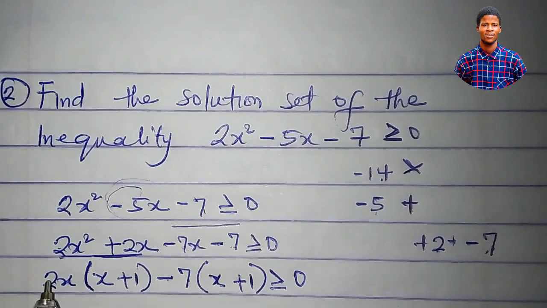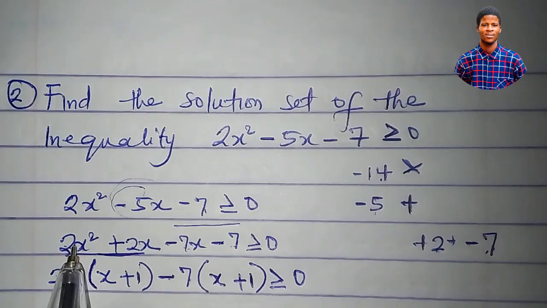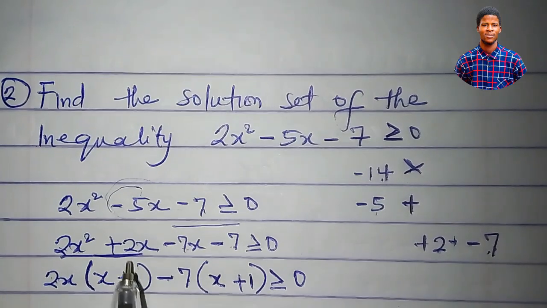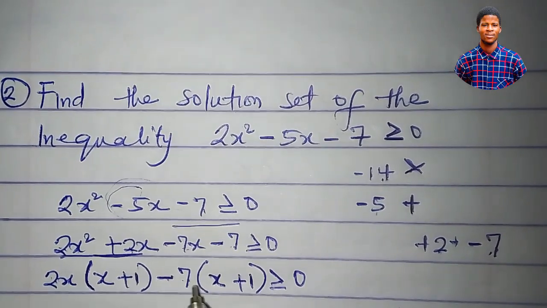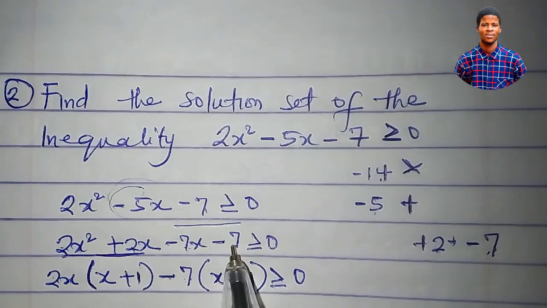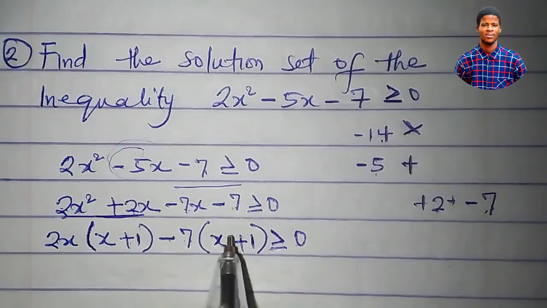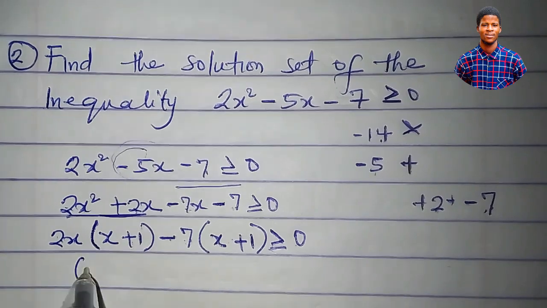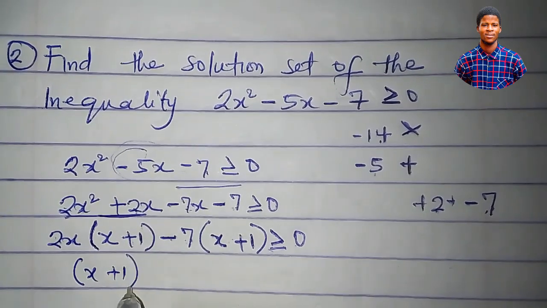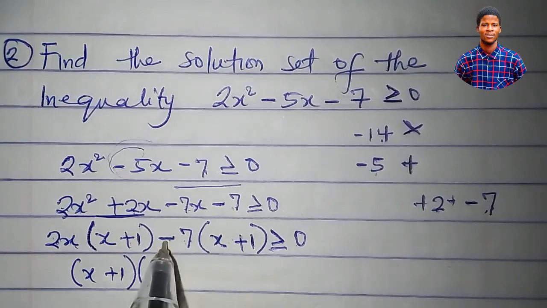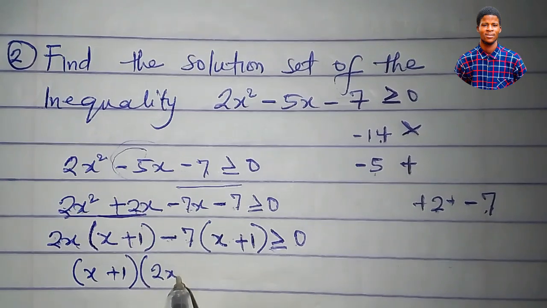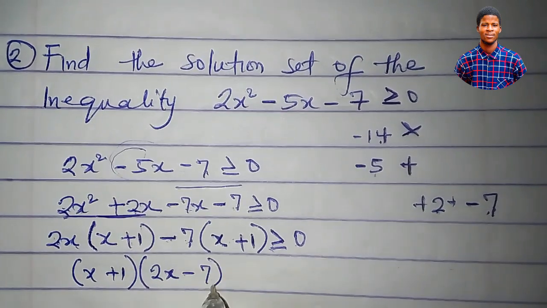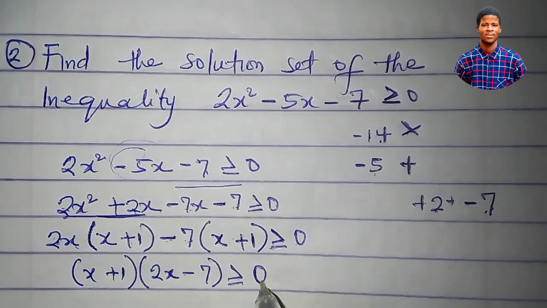So that 2x times x, 2x squared. 2x times 1, 2x. Minus 7 times x, minus 7x. Minus 7 times 1, minus 7. The brackets are the same. I'll pick 1, x plus 1. Then 2x minus 7 will form another bracket. 2x minus 7. This is greater than or equal to 0.